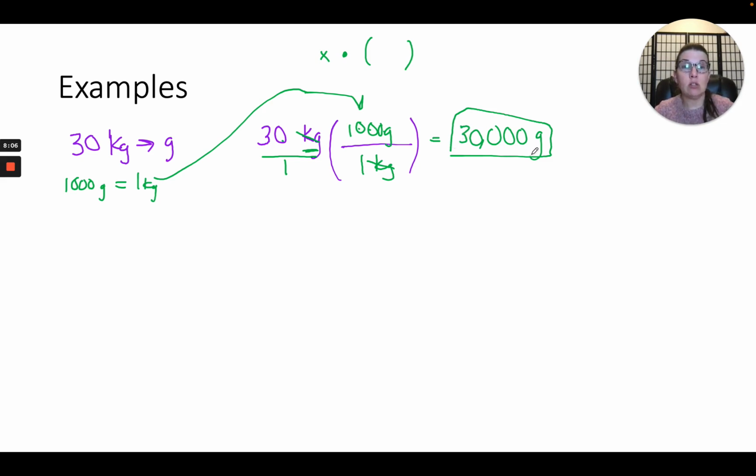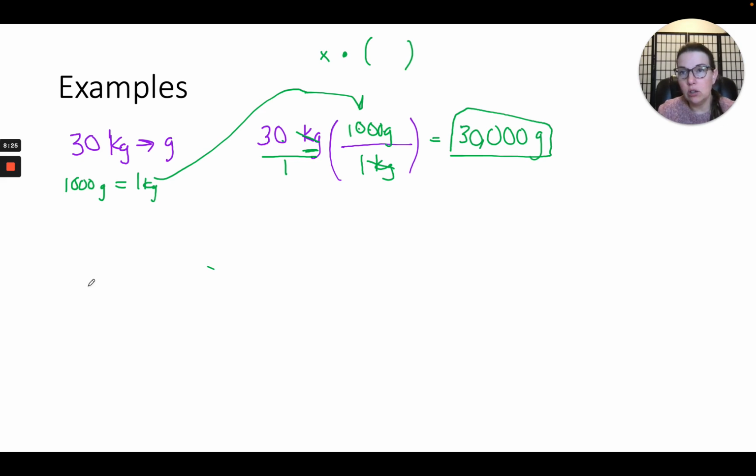Okay, and that weighs a lot. That's 30,000 grams. That's like 30,000 pencils. That's the equivalent. Not the other way around. Okay, we would not expect 30 kilograms to equal a tiny number of grams. Not happening. All right, let's try one more.